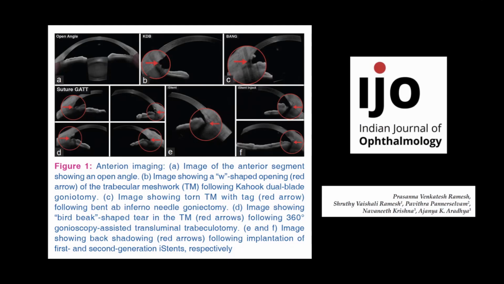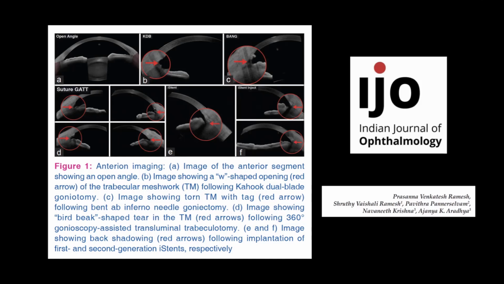Absolutely yes. If the magnifier is not here, just the arrow, still the image would be conveyed correctly. But prompting a magnifier for the area where I want the arrow gives more clinical acumen that this is the normal angle. In KDB, there is complete excision of the meshwork, there is no remnant. Whereas in bent, ab interno needle goniectomy, there is some remnant of the trabecular meshwork. Whereas in suture GATT, there is a bird beak configuration, angle remodulates itself. Because we are not excising the angle, we are only tearing the angle.